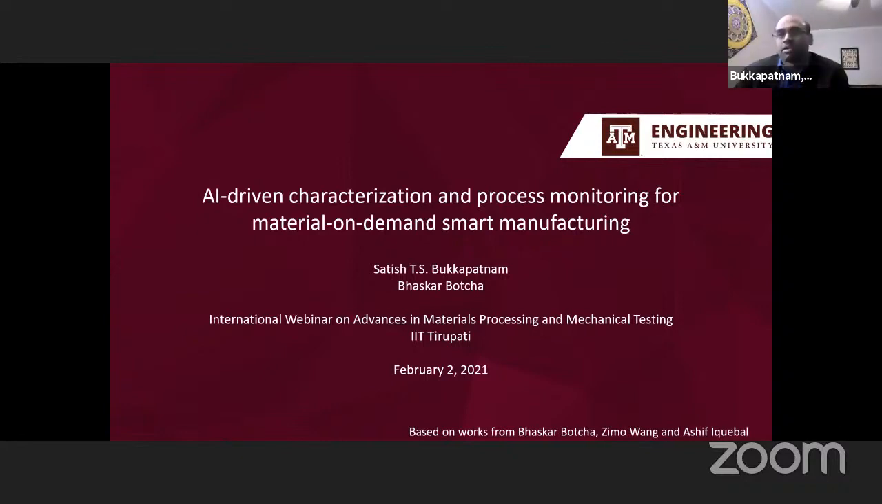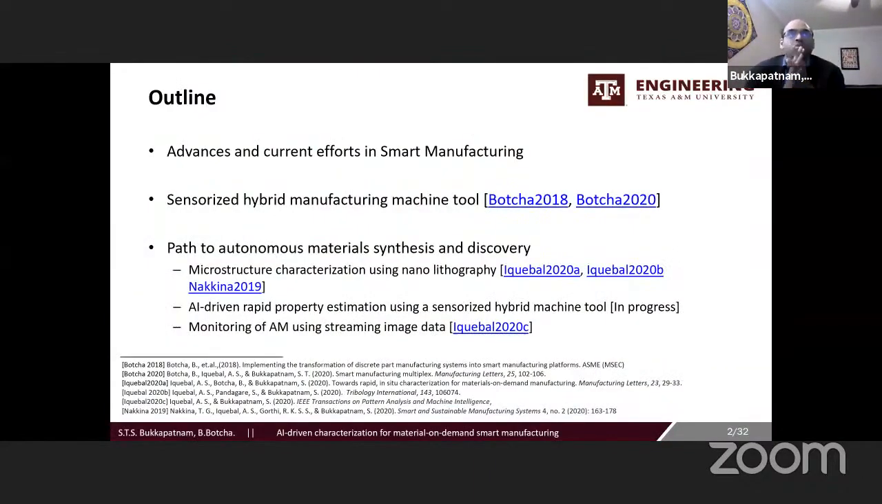And also all three of them, Bhaskar, Zimo, and Asif, were mentoring students from IIT Tirupati when the students were there as interns. So some of the papers I will be presenting would be co-authored by students and some faculty from IIT Tirupati, and I would like to acknowledge them as I mention them. And this talk essentially is based on some of our recent works.